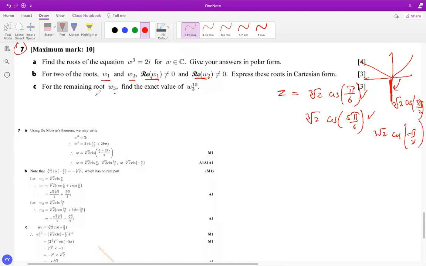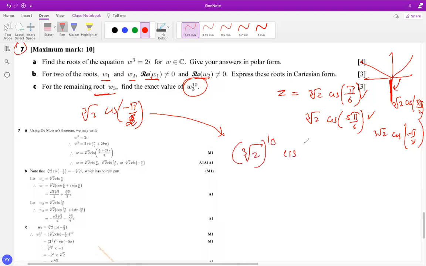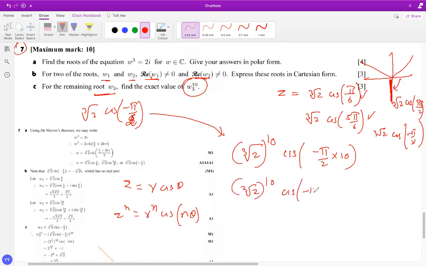Now they are saying to find w3. Obviously w3 is cube root of 2 cis negative pi by 2. Now we have to calculate w3 to the power 10. We're going to use De Moivre's theorem: the cube root of 2 to the power 10, cis minus pi by 2 times 10. De Moivre's theorem is, if z is r cis theta, then z to the power n is r to the power n cis n theta. So that's what we're doing here: cube root of 2 to the power 10, and cis negative 5 pi.